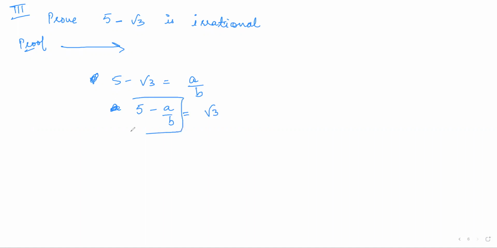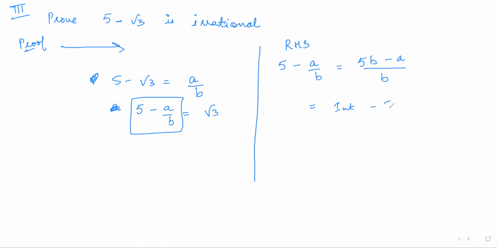Now just analyze this, whether it is rational or irrational. On the side, you can show that 5 minus a upon b is actually equal to, if you just solve it, take LCM b. So it becomes 5b minus a, right? So this 5b means integer multiplied by integer. Clear? So you will get an integer, minus an integer, and then divided by an integer.